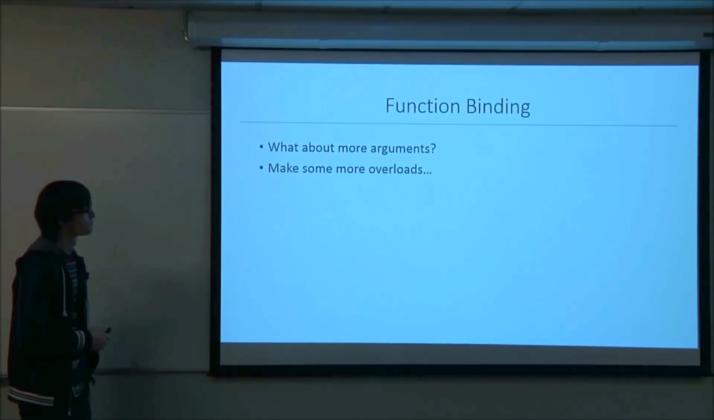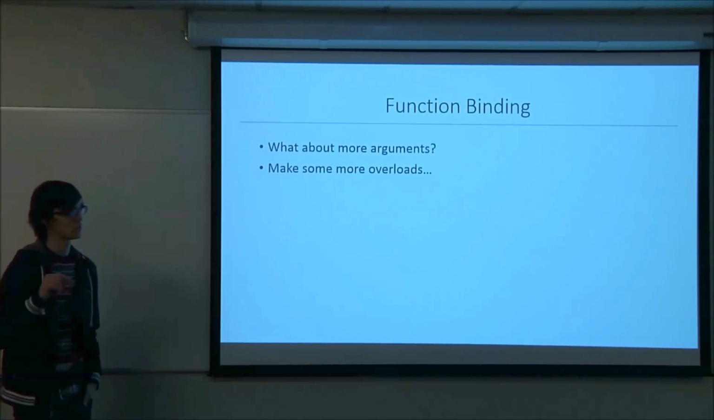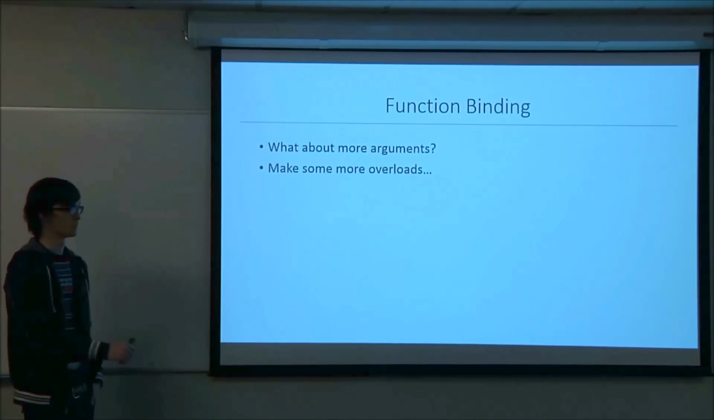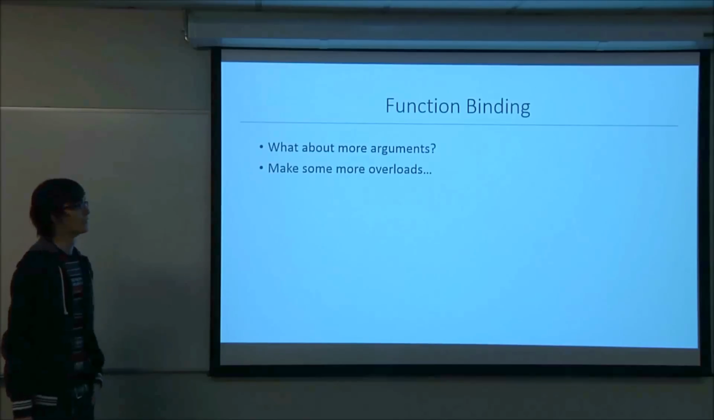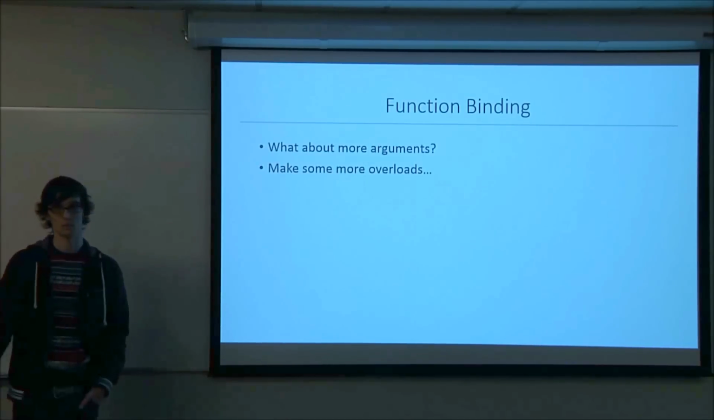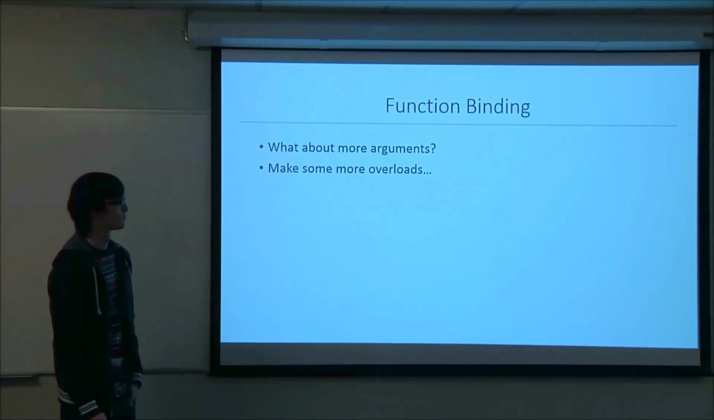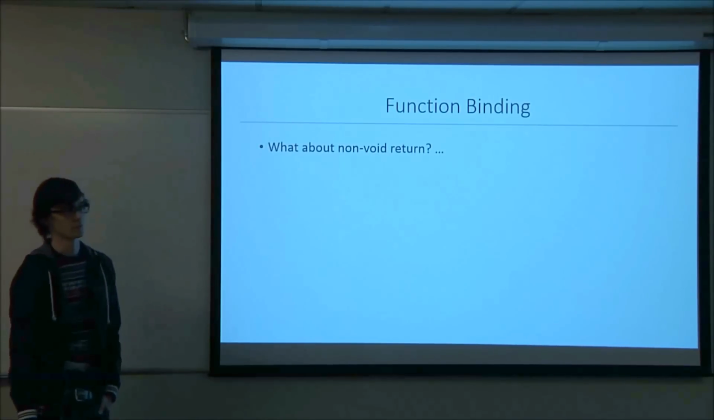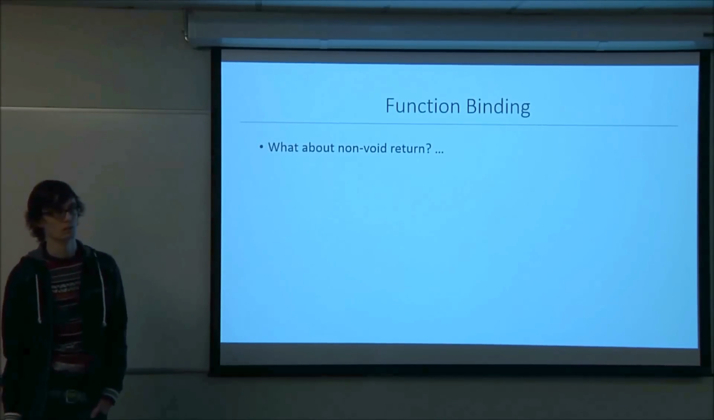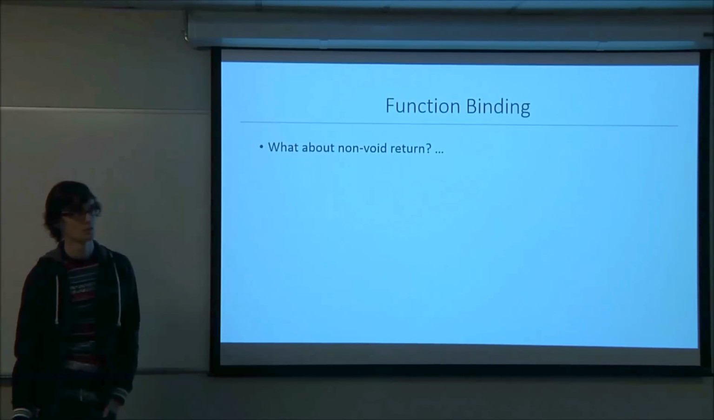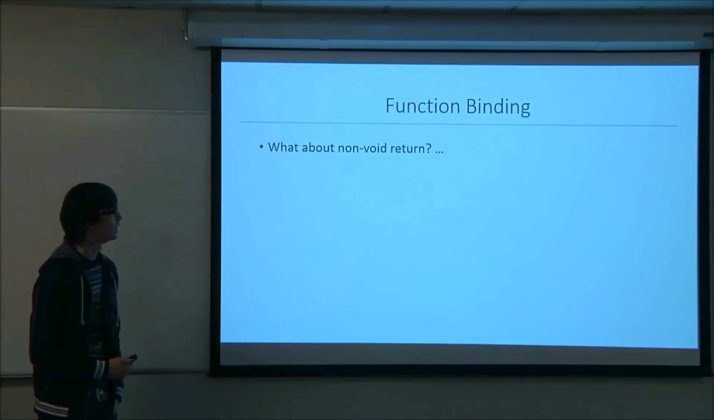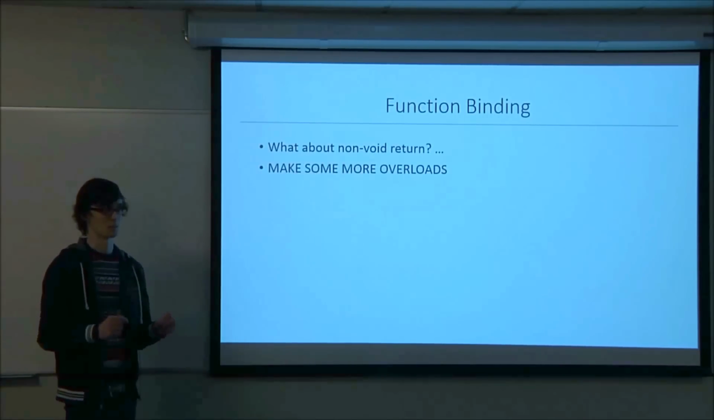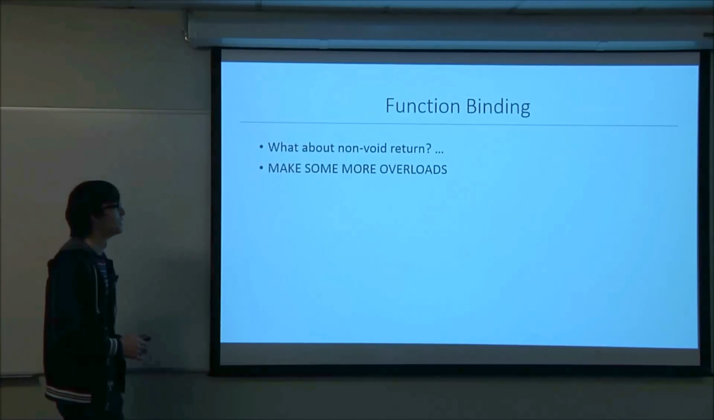So I showed how to do a void return, no argument function pointer, void return, one argument. So what if you wanted more of them? Then you'll have to make a lot more overloads, a lot of them. And then what if you want to have a non-void return? You want to actually return something. Well, you can hold the return value in a variable, but you have to make more overloads to actually support the template type with a return value.